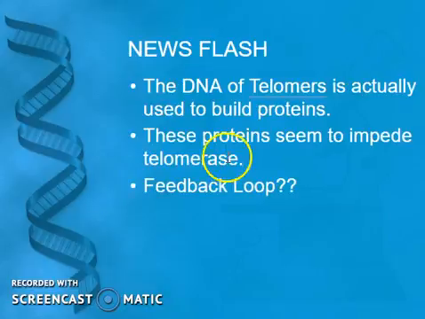So, check this out. The DNA of telomeres, sorry about the typo there, is actually used to build proteins. These proteins seem to impede telomerase, so that should sound like a feedback loop at this point. So when we lose the DNA, we stop being able to impede telomerase. Now, we don't express telomerase very often, so in most conditions, that's not an issue.